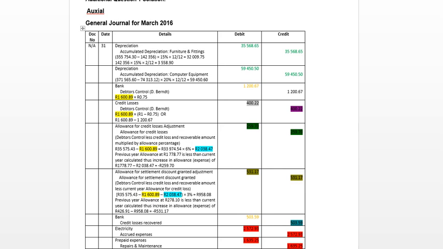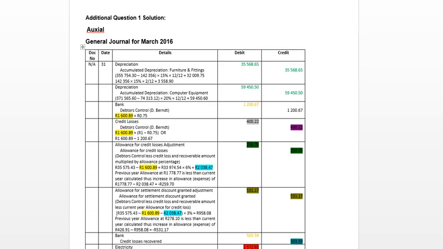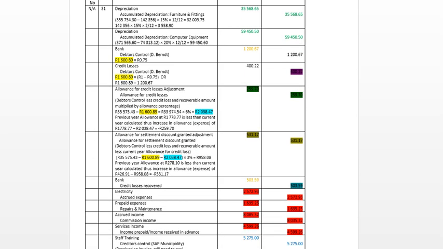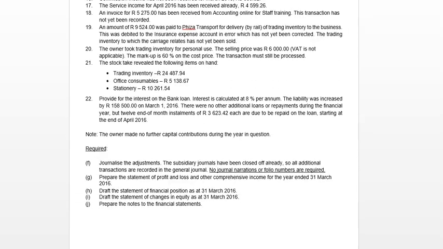So the account that we write off to is credit loss, and that is an expense to you. And expenses increase on the debit side. So we're going to debit our credit loss, and we're going to credit our debtors control for Mr. D Burnt. So now Mr. D Burnt has no liability towards us anymore. He doesn't owe us any money anymore. Okay.